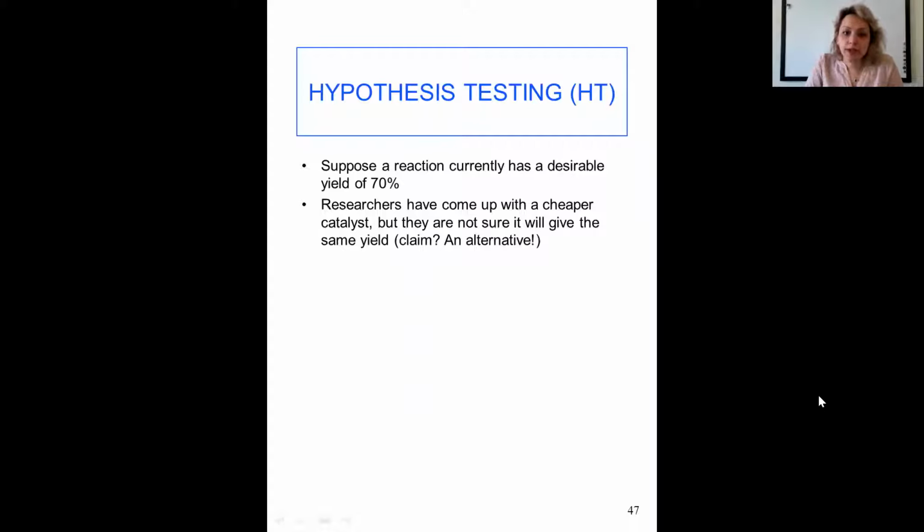So suppose a reaction currently has a desirable yield of 70%, and we want to use a cheaper catalyst. But we are not sure if it will give us the same yield or not. So we need to test it. What are we going to do in the hypothesis test? In fact, we are defining two hypotheses. The first one is that the yield is going to be the same as 70%. We call it the null hypothesis.